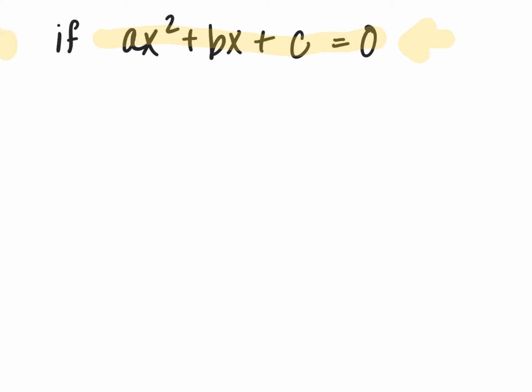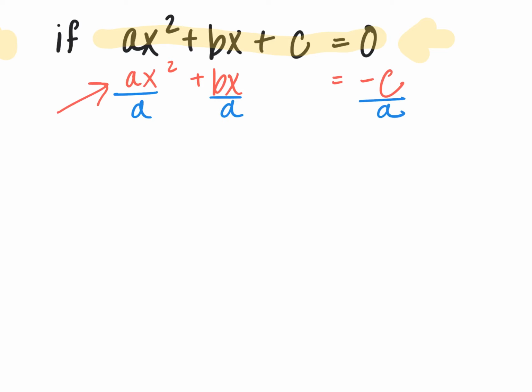So if I were to try to solve for x by completing the square, the first thing I would do is isolate my variable terms by subtracting c on both sides so that we have something like this. Once we have our variable terms isolated, we have to figure out what the a value is. The a value in this case is just a, and we're going to divide every term by a. We're going to end up with x squared plus b over a x is equal to negative c over a.